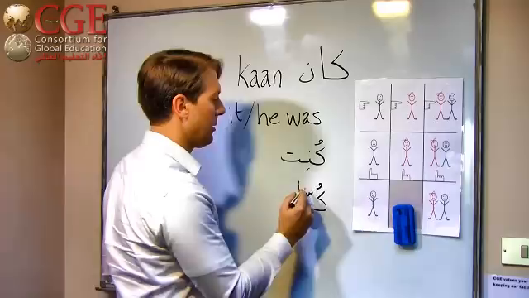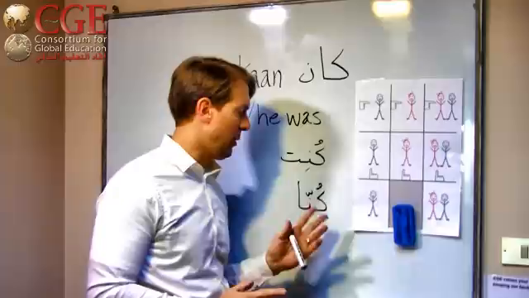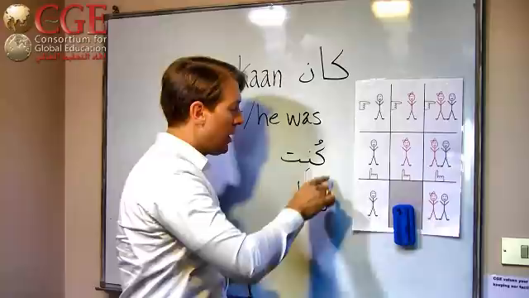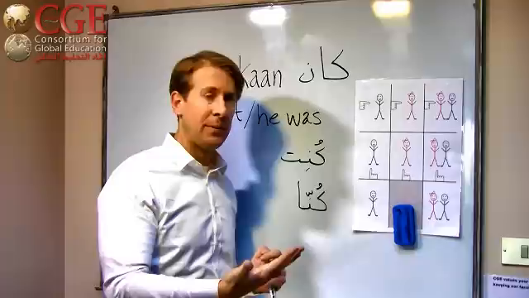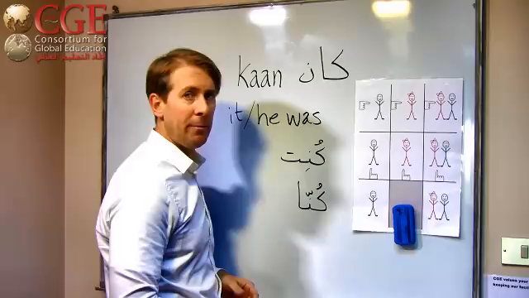And then the last one is kunna. Now, because the plural first person indicator is a noon, you have a doubling of the letter. So kan already has a noon, and now you have another noon that's the suffix indicator that we add on. So what happens is we have to double the letter now, and it becomes kunna. So we were, kunna. All right.